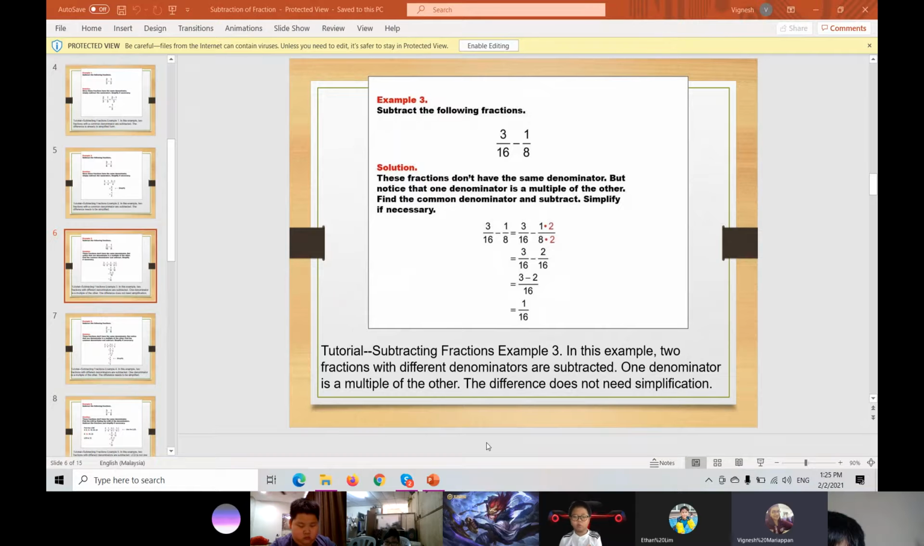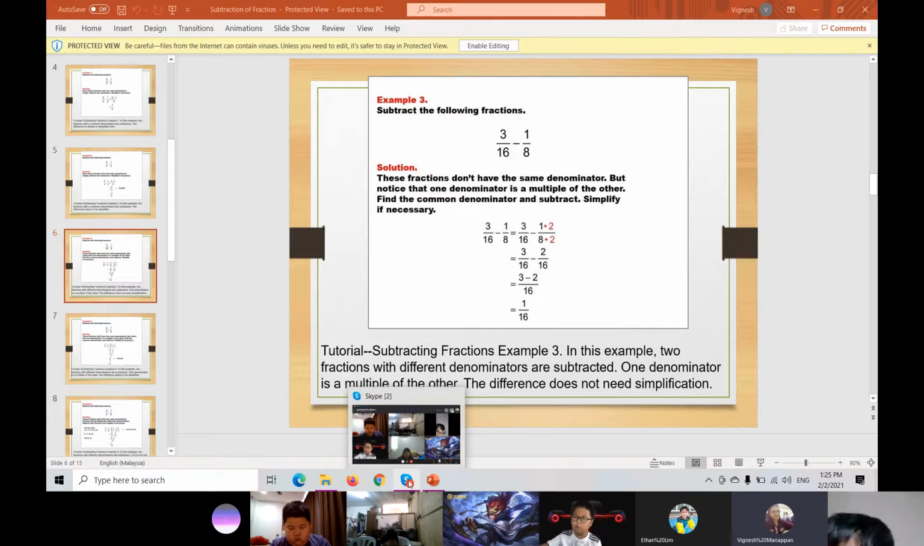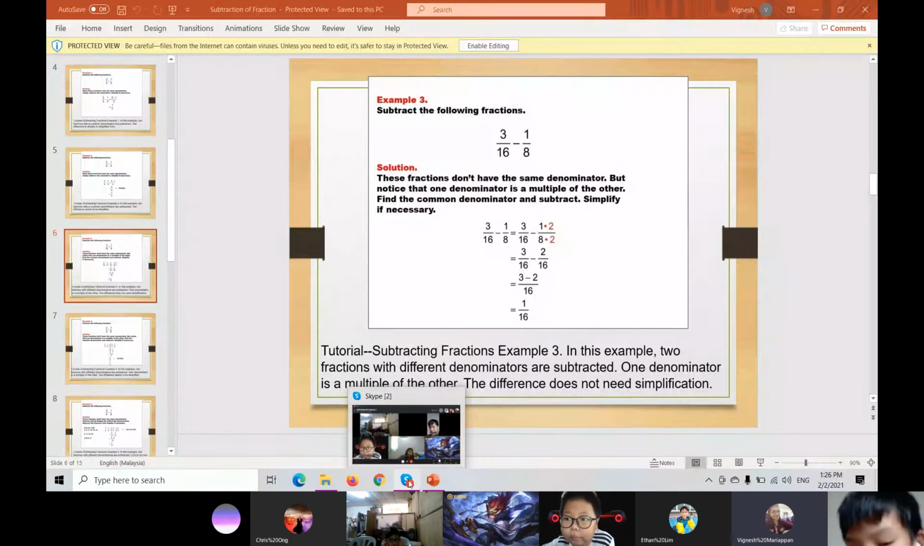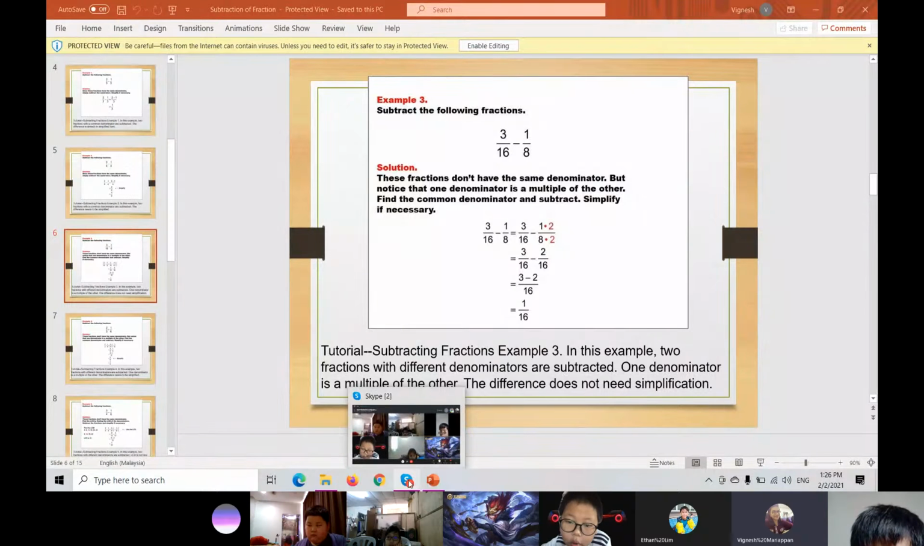What is the answer? Class, who can explain to teacher this example 3? Just now Chris already tried. Okay, who wants to try? Other than Chris. Anybody? Just try. If teacher says wrong, I won't scold.